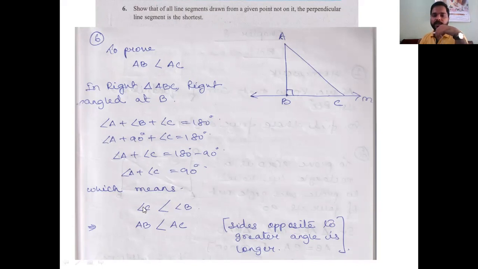Now, angle C's opposite side is AB and angle B's opposite side is AC. The side opposite to the greater angle is larger. See, in the question it was told to show that of all line segments drawn from a given point, not on it, the perpendicular line segment is the shortest.